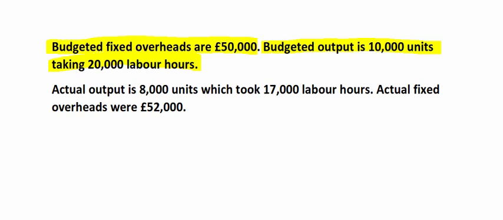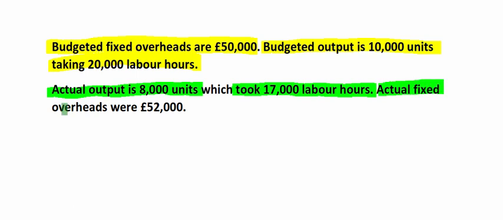We've then got some actual information, what actually happened. So the actual level of output was only 8,000 units, lower than we were budgeting, and that took a total of 17,000 labour hours. Now you can see that number of labour hours is less than we were budgeting. That's perhaps not surprising, given that we didn't make as many units as we expected, and the actual fixed overheads, the actual amount we spent on our rent, was £52,000.